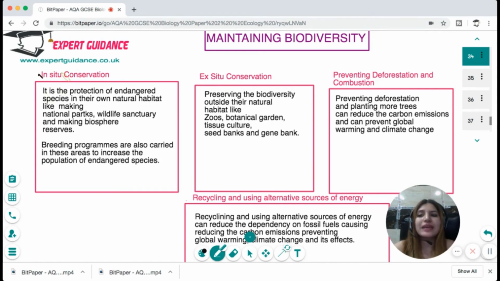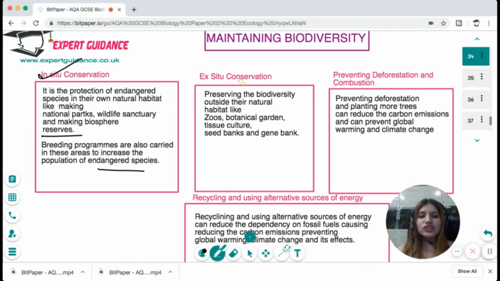First, we can do in-situ conservation. In-situ conservation is protecting the endangered species in their own natural habitat, like making national parks, wildlife sanctuaries, and biosphere reserves. And in this in-situ conservation, we also carry out breeding programs, and these breeding programs are carried out to increase the population of endangered species.